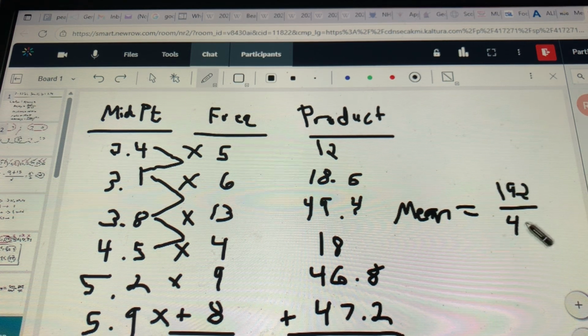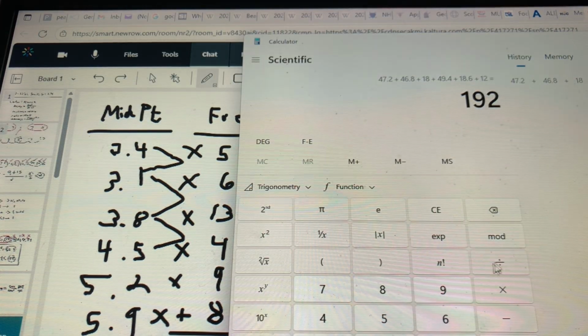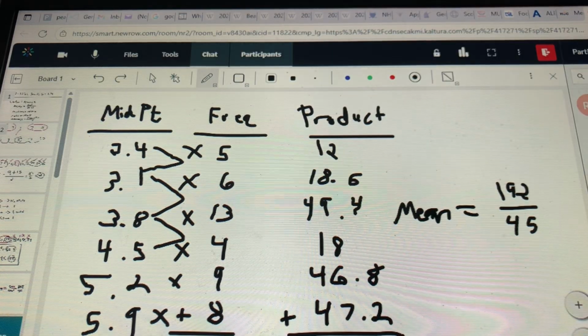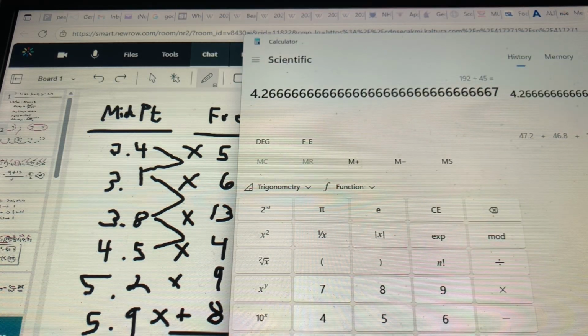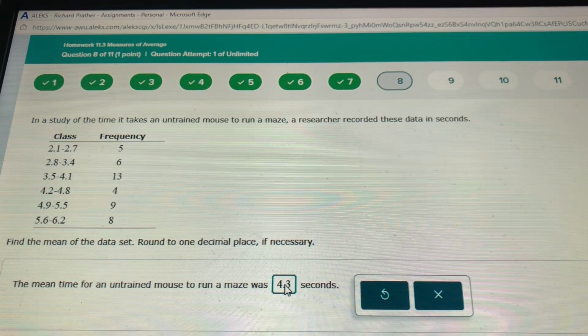So at least it's the same procedure every time you do one of these. You have to get the midpoint of each interval, multiply that by the frequency, add all the products up, and divide by the total of the frequency. 192 divided by 45 is 4.2. Well, maybe they want 4.3 or 4.26. Round to 1 decimal, so 4.3.